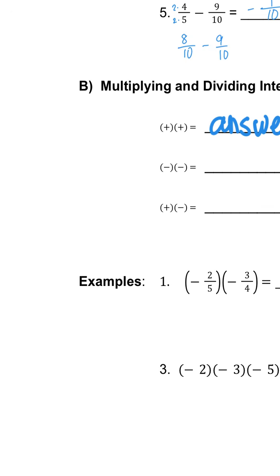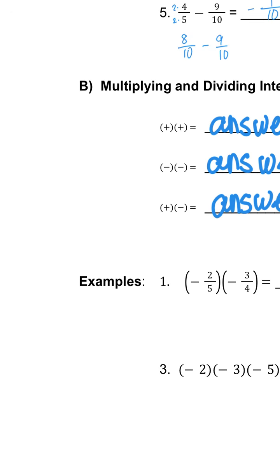Now we have negative times a negative. Answer is? I hear both positive and negative. Which one? Right. If you multiply a negative times a negative, it is positive. So negative 2 times negative 5, you should get positive 10. Now what if we multiply a positive times a negative? Negative. Right. Answer is negative. 2 times negative 5 gives us negative 10.